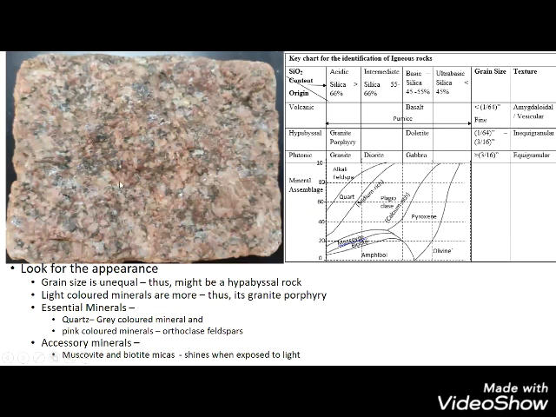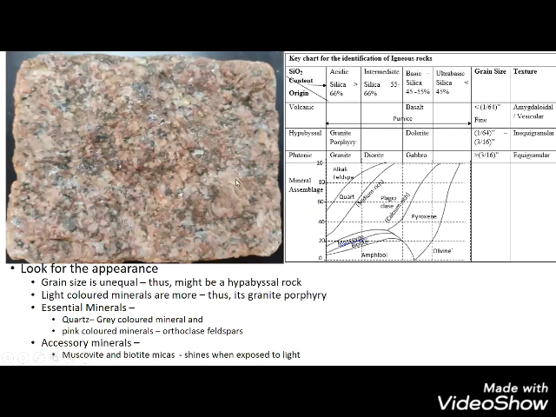Basically, grain size is unequal, which means it is inequigranular texture. The rock types present should be either granite, porphyry or dolerite based on the chart. But you have too many light colored minerals present, so 99% it is granite, porphyry. Now look for the minerals.